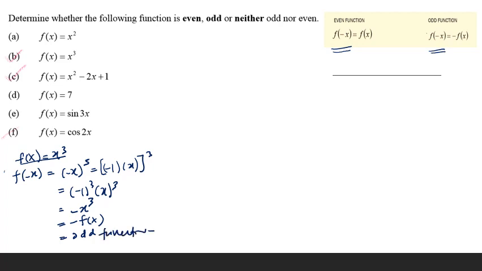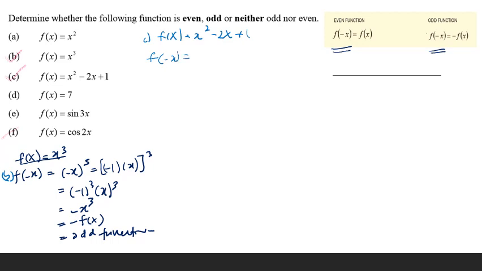Okay, we go to the second example. Here we have c. I just take c. We have f(x) equal to x squared minus 2x plus 1. So this is f(x). Next, we substitute to check for even and odd.